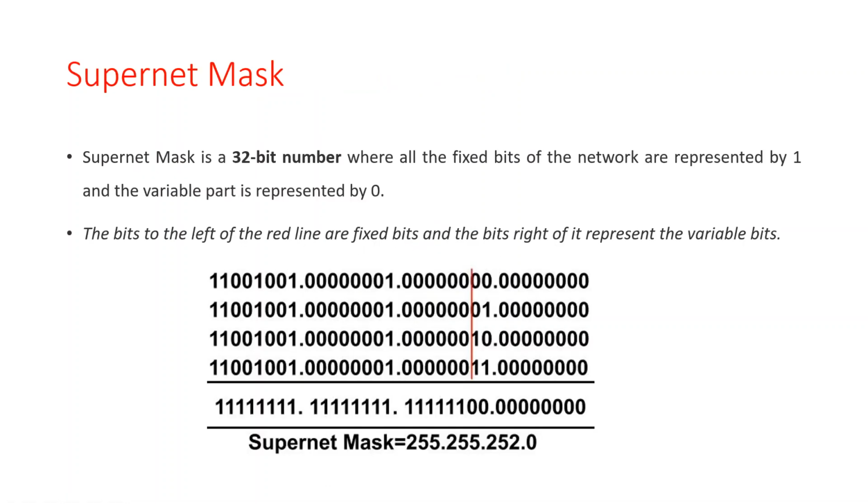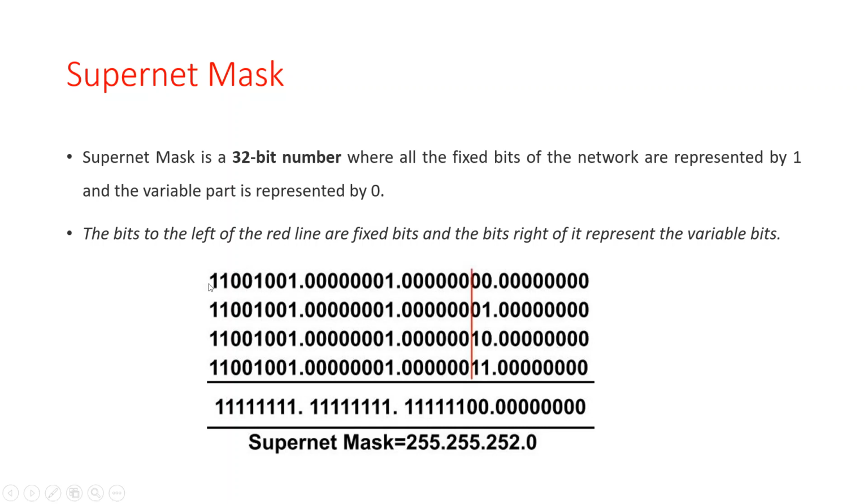The next part is the supernet mask. Supernet mask is a 32-bit number where all the fixed bits of the network are represented by 1 and the variable part is represented by 0. Here overall there are 252 usable hosts after the subnetting. Because of subnetting there is a loss in the number of IP addresses.